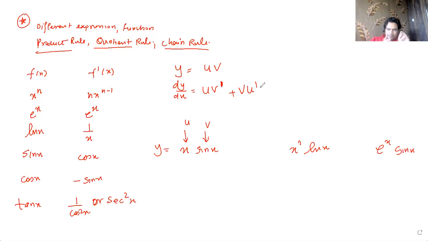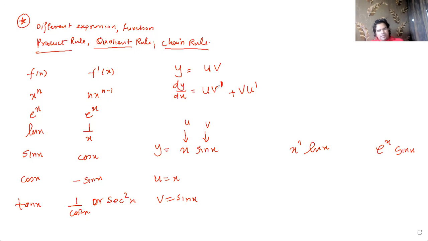Now what does this mean? Keep the first function as it is, differentiate the second, then keep the second function as it is and differentiate the first, and add them up. So that's your product rule. So when I take u here, u will be x and v is sine x. Any one of these you can take, vice versa is also fine. You can take u as sine x and v as x, that's also okay.